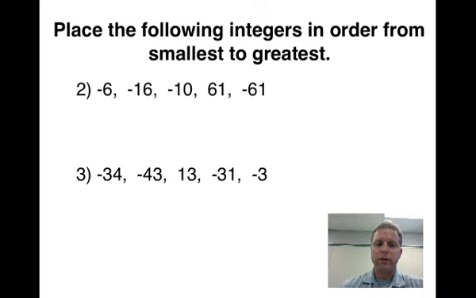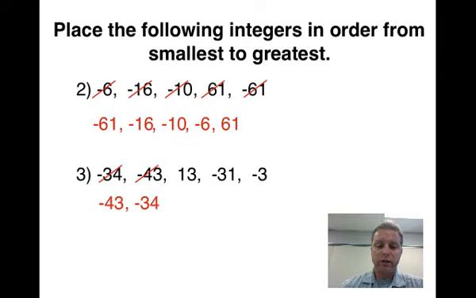Okay, so for number 2, it looks like we have -61, and I like to cross them out just so I don't mess up. Then -16, -10, -6, and 61. For number 3, let's see, it looks like our smallest number is -43, then -34, -31, -3. The closer we get to 0, the bigger the number. Oh, I forgot 13.